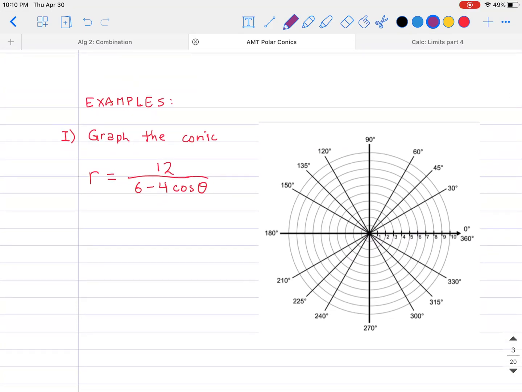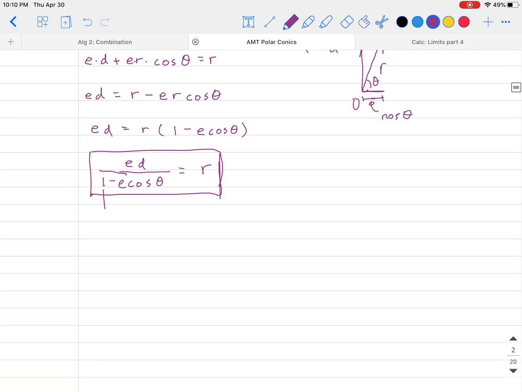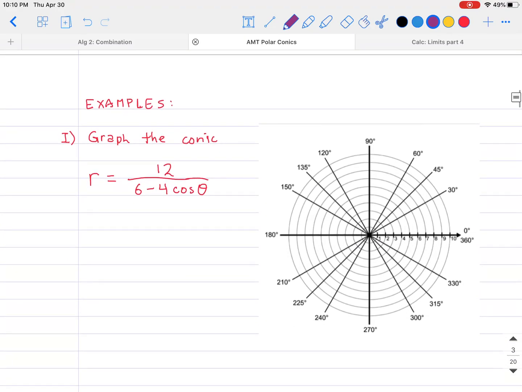So here you can see that we have a typical equation that falls into that category of the conic. So we have r is equal to 12 divided by 6 minus 4 cosine theta. The very first thing is we need to identify what kind of conic it is. Looking at our general equation, the one part that is going to stick out is that you have a 1 over here. And so what that means is with our equation, I would like to make that 6 into a 1.